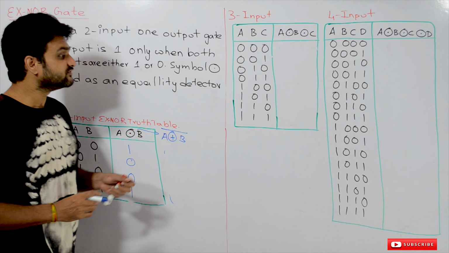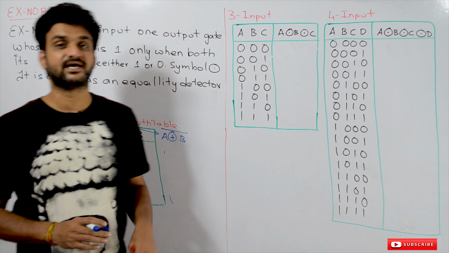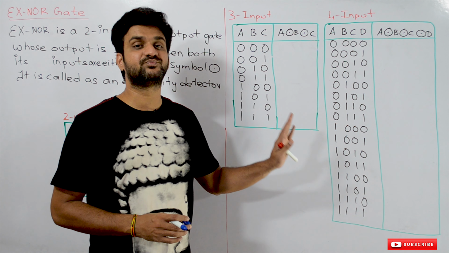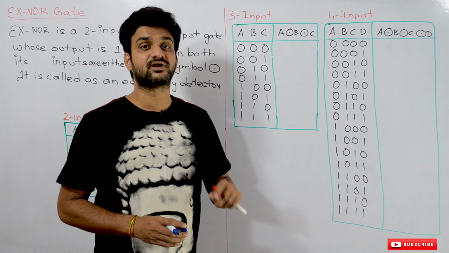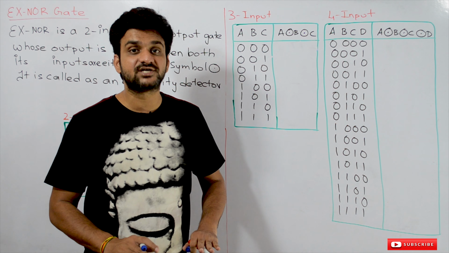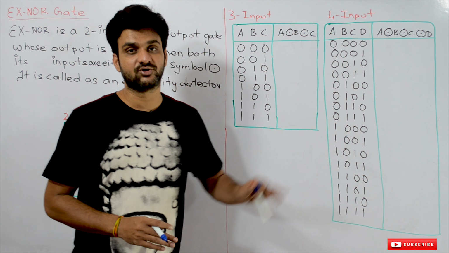Now, we don't have the concept of 3-input XOR gates, as we have discussed in XOR gates. There will not be 3-input XOR gates. Similarly, there will not be 3-input or 4-input XNOR gates. The XNOR gates are only designed for two inputs and one output.